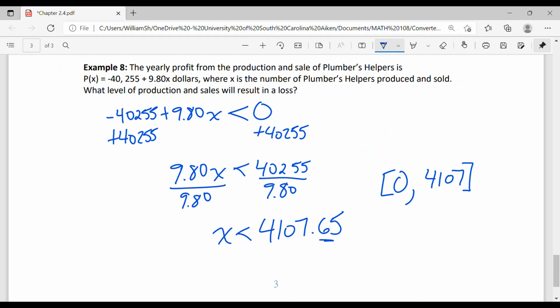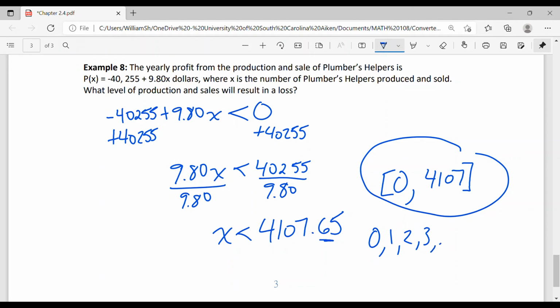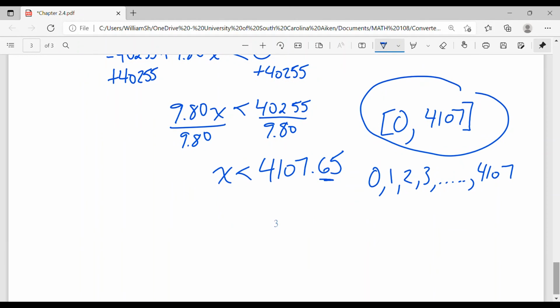So our domain here, if we listed it out, would be from 0 to 4,107. And if we want to get really technical with it, and we should, right? It's technically 0, 1, 2, 3, on up to 4,107, right? Because we can't sell any portions of this plumber's helper. You either buy the product or you don't buy the product. You can't only buy half of it, right? So our domain would be between 0 and 4,107, putting the whole numbers there. Anyway, that's just a little recap of 1.1. Keep that domain on your mind and keep thinking about the practicalities of the question.